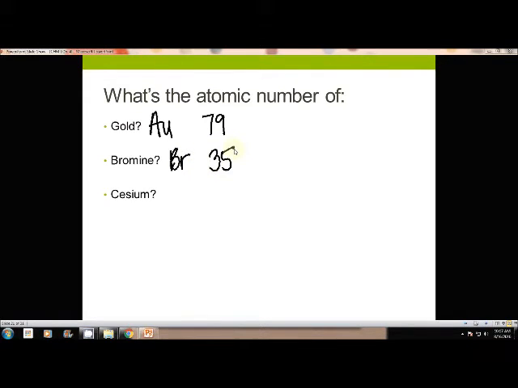And last but not least, cesium. Symbol is Cs. That's all the way on the left side near the bottom corner, and that atomic number is 55. Notice how the atomic number is that whole number inside the box.